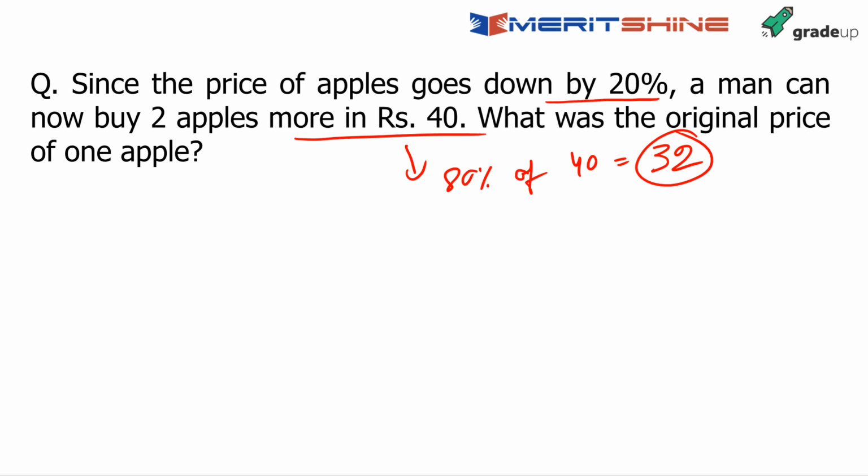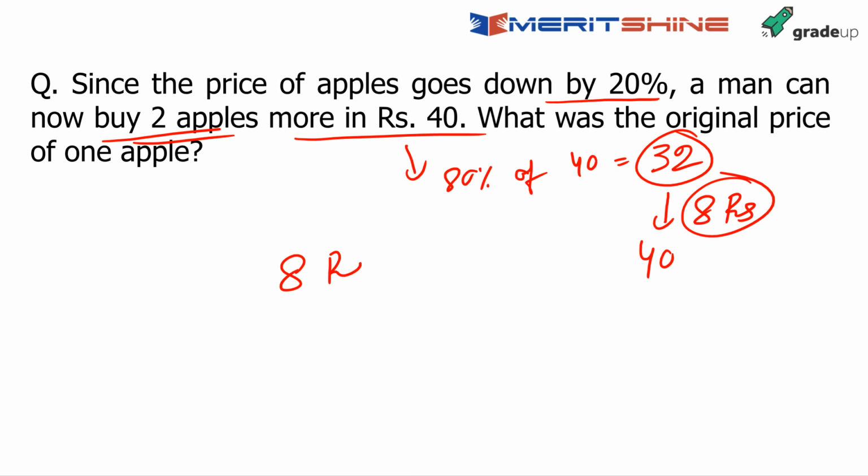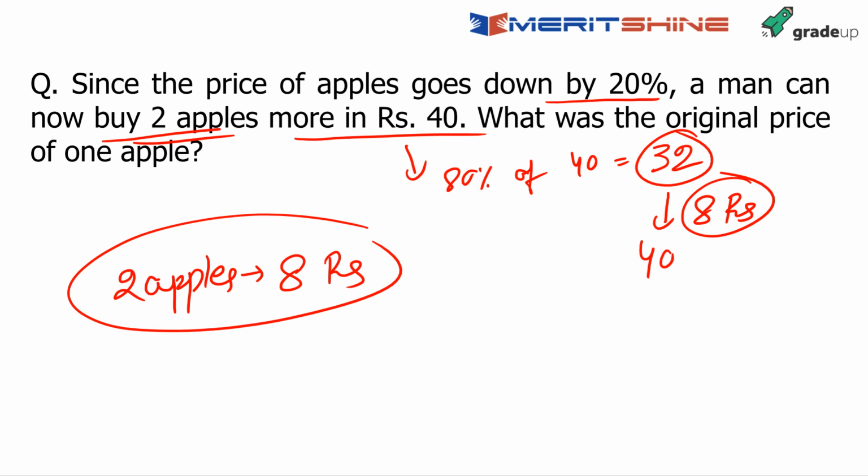But what he chose to do instead was that he spent rupees 40 only, and in these 8 rupees, the 8 rupees that he used to buy apples, he bought 2 apples. It means that according to the new price, he could buy 2 apples in 8 rupees. So this is the new price. It means that the new price would be rupees 4 per apple. This is simple now.